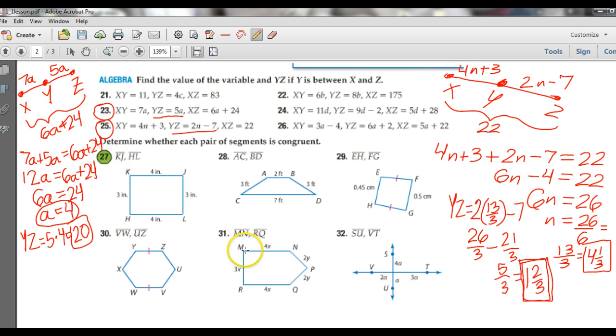We want to know if MN, which is 4x, is congruent to RQ, which is also 4x. Since they have the same length, 4x and 4x, then yes, they are congruent.